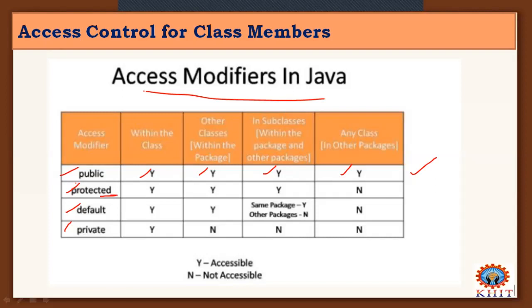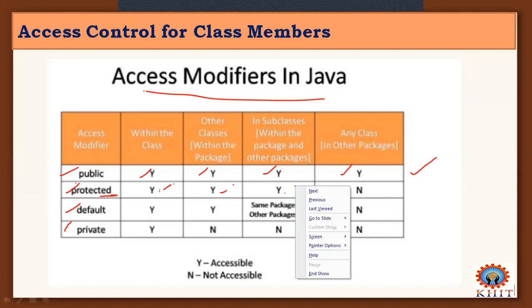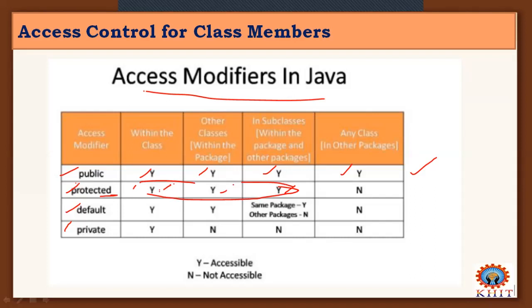Protected. Protected comes only when the inheritance concept is applicable. Protected members can be accessed within the class, by other classes within the package, and by subclasses, even within other packages, as allowed. Up to now it acts like public, but with other packages it is considered not public. So for protected, in other packages, any class not allowed to access protected members of the class.